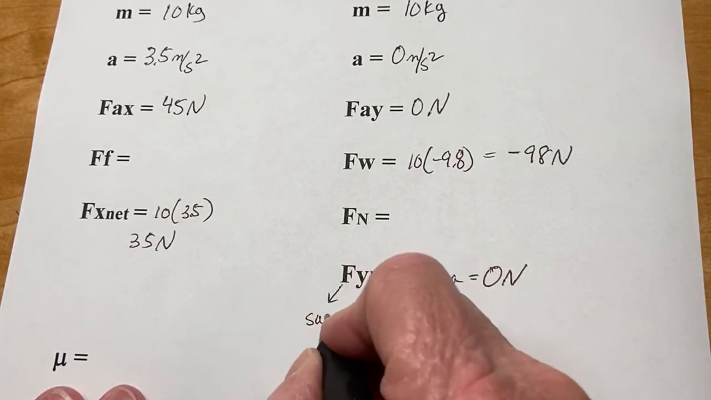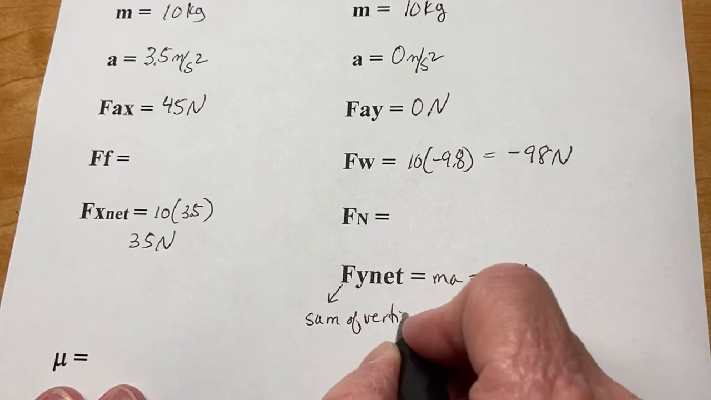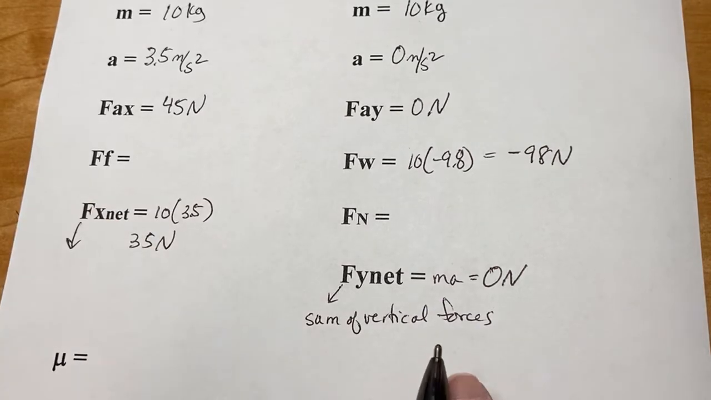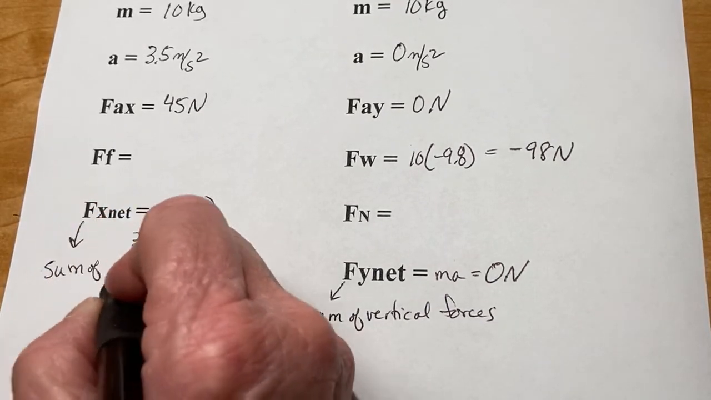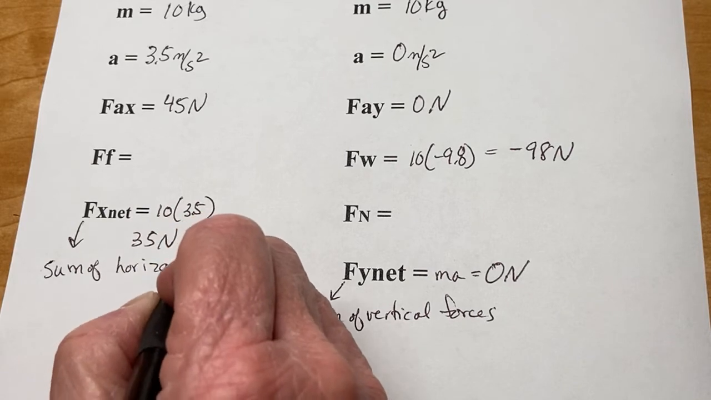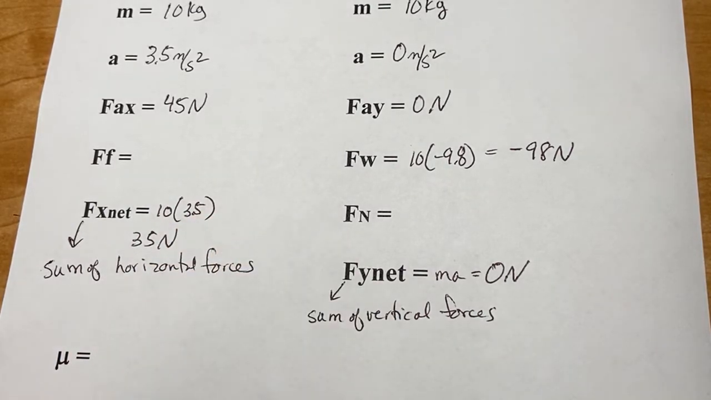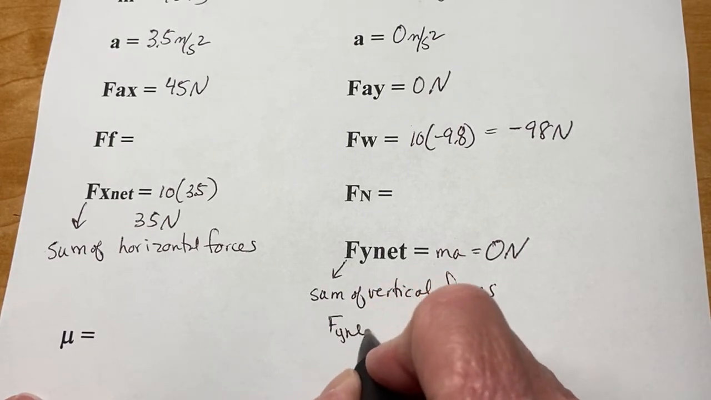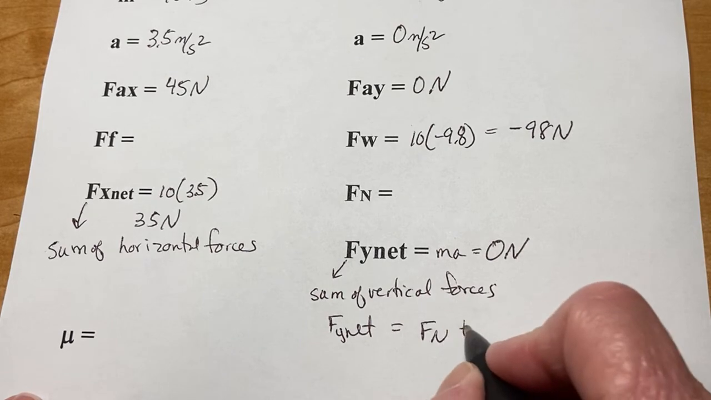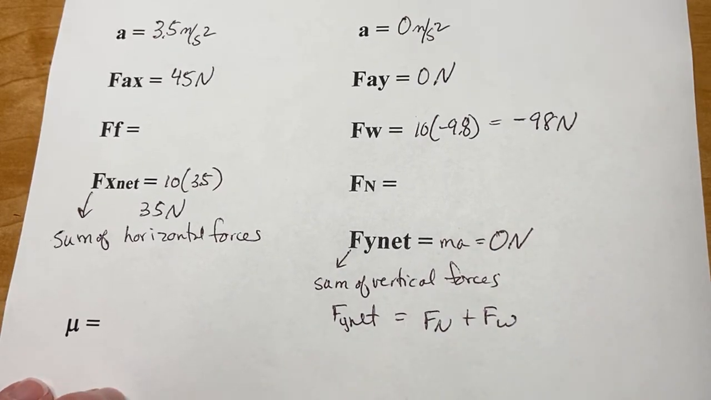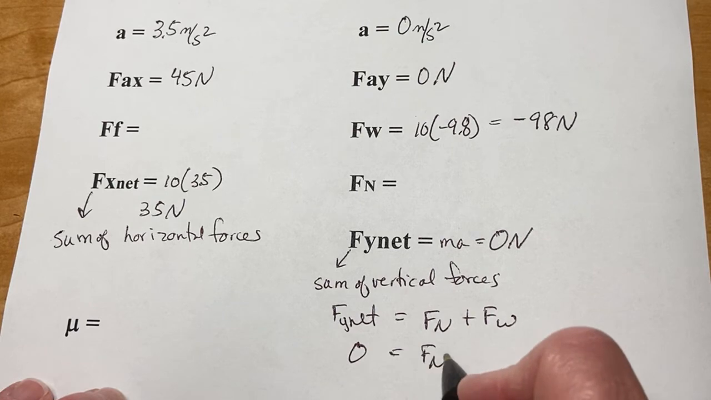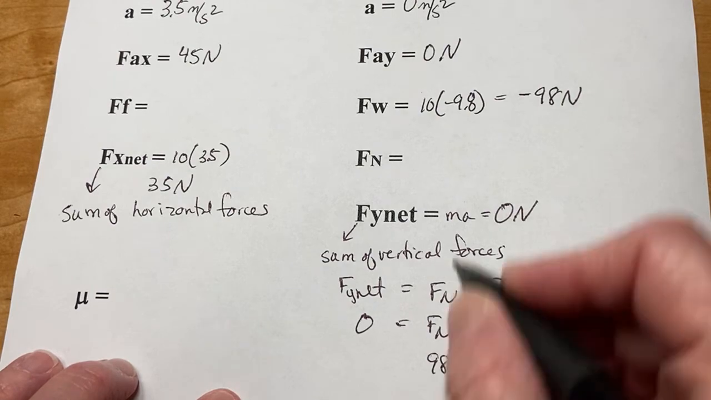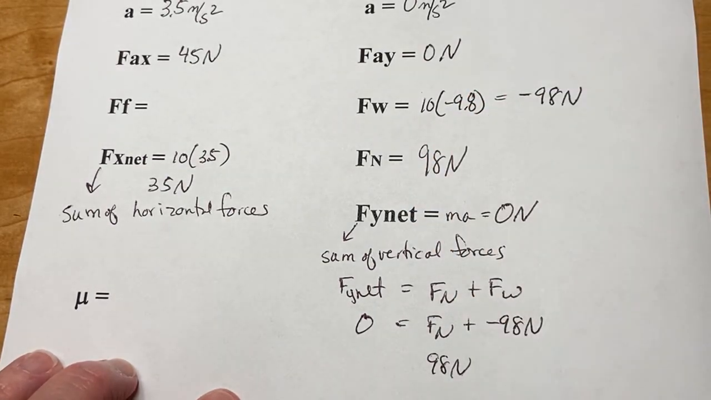This is the sum of vertical forces. We're going to keep pushing this because we have to use this. The same thing over here. This is also equal to the sum of horizontal forces. Okay, so in this case, Fy net equals F normal plus Fw. I don't care what order you put them in, it doesn't matter. So 0 equals F normal plus negative 98 newtons. So that means F normal has to be 98 newtons. So I'm going to put it up here. The Y ones tend to be a little easier.